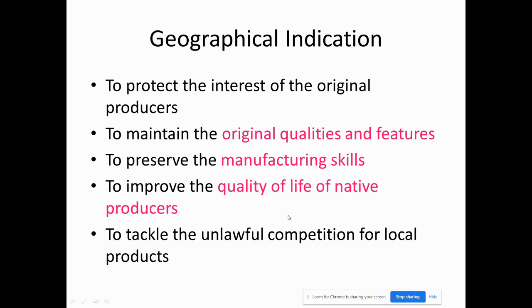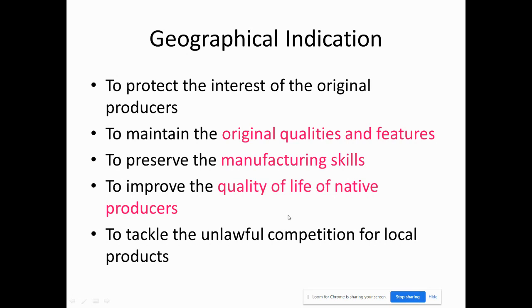Why are these used? In order to protect the interest of original producers, for the products which have original qualities and features. Say for example, Banarsi sari, embroidery and all that, silk and everything, it has a unique feature. The Odisha Rasgulla, wow, it's amazing. That kind of flavor and the kind of texture of Rasgulla is specific to the place.